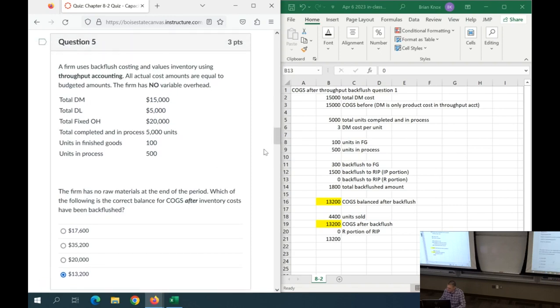In fact, if we wanted to do no math in this question, we really could just use that bolded phrase throughput accounting to rule out 3 of the 4 answers. Because throughput accounting means only DM is a product cost. So there's no way COGS is going to be greater than 15,000. That's after backflushing. How would you increase the cost after backflushing costs out of cost of goods sold? So we can rule out these 3. Just focus on this. It really is a question that looks mathy, but it actually kind of is just a definitional question.